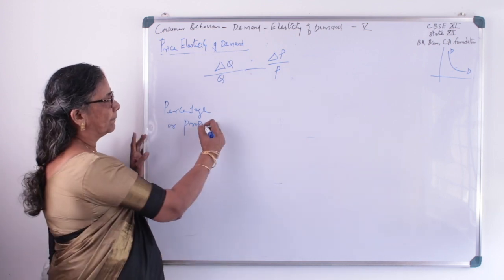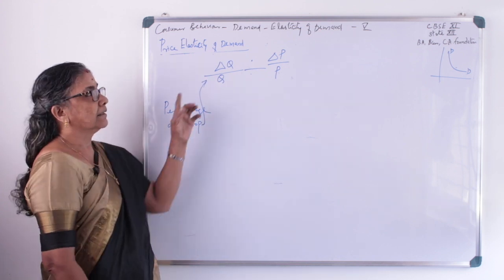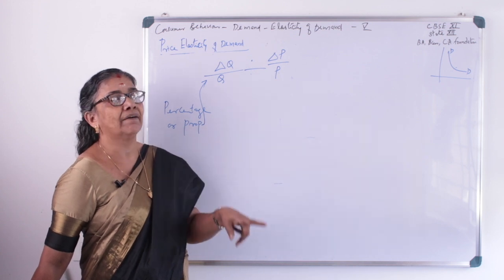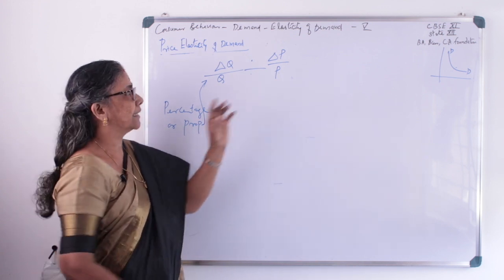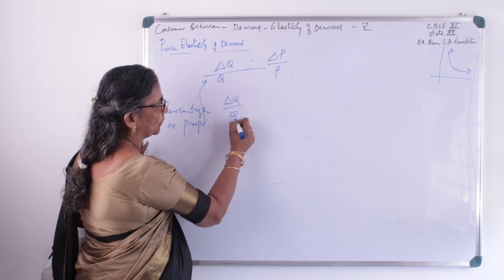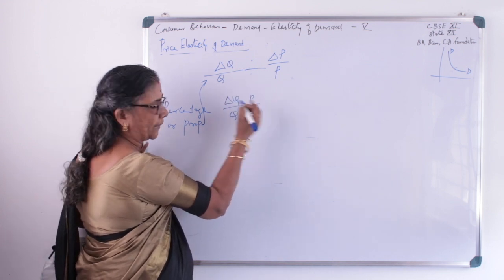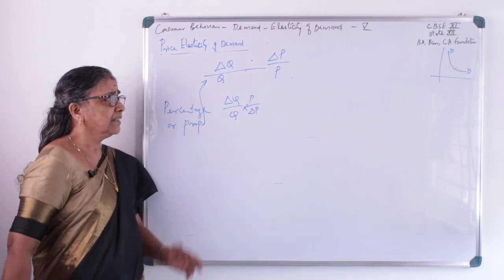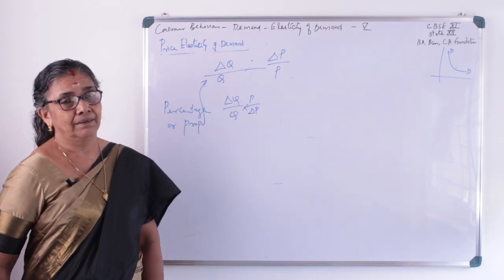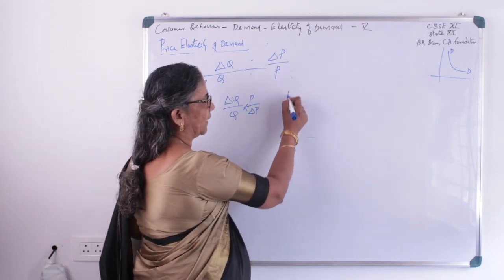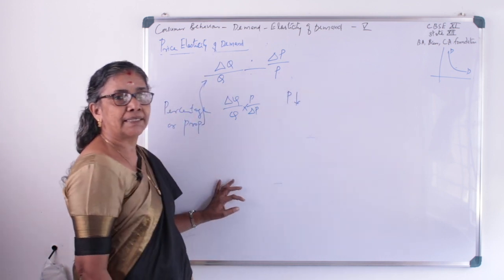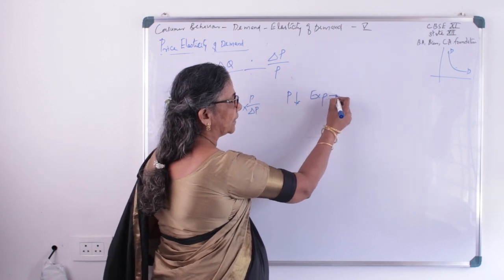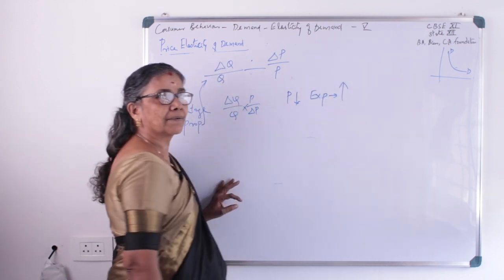So in the case of the proportionate method, change in quantity demanded divided by original quantity, the whole divided by change in price divided by price. That means delta Q by Q into P by delta P. That is one method of measuring elasticity of demand. Then what about the expenditure method? In the expenditure method, when the price of a commodity decreases, the expenditure on that commodity will increase.